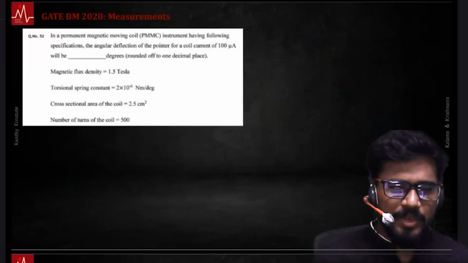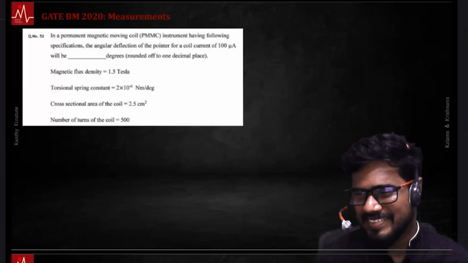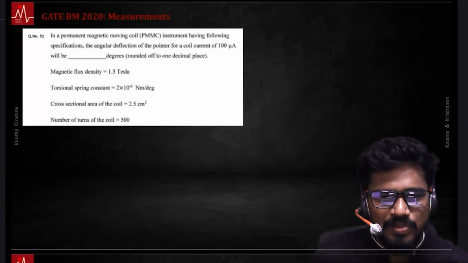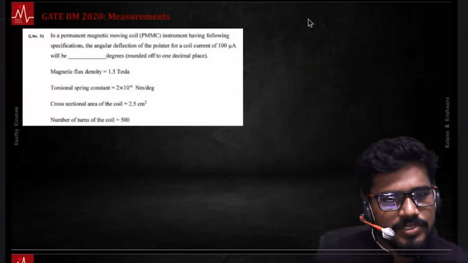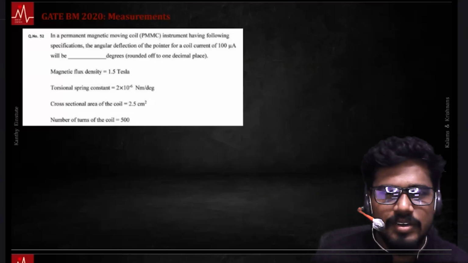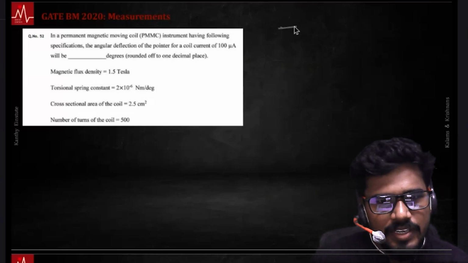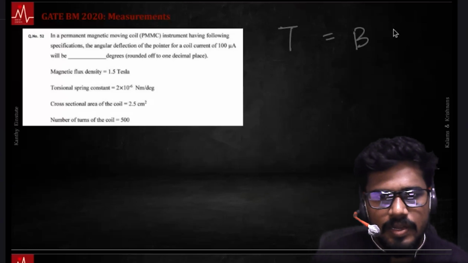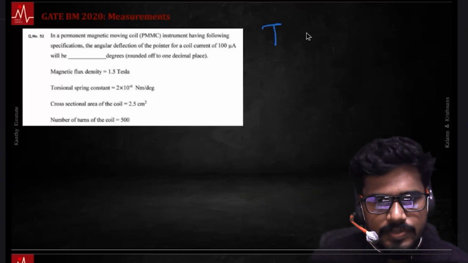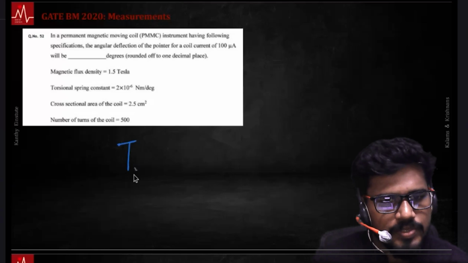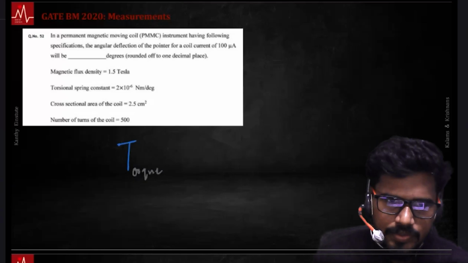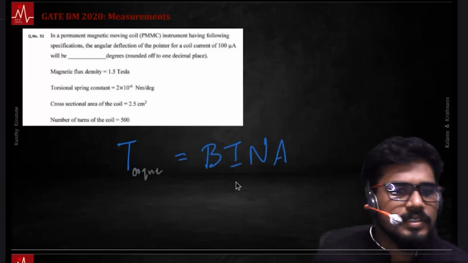This has to do with PMMC. This is fairly easy. There is one formula and they keep asking questions based on that. The mnemonic that I use is Tere Bina. There are a lot of Hindi songs like that, I suppose. T equals BINA. Let's also give this some colors. T, the torque in the PMMC, equals BINA. Tere Bina.